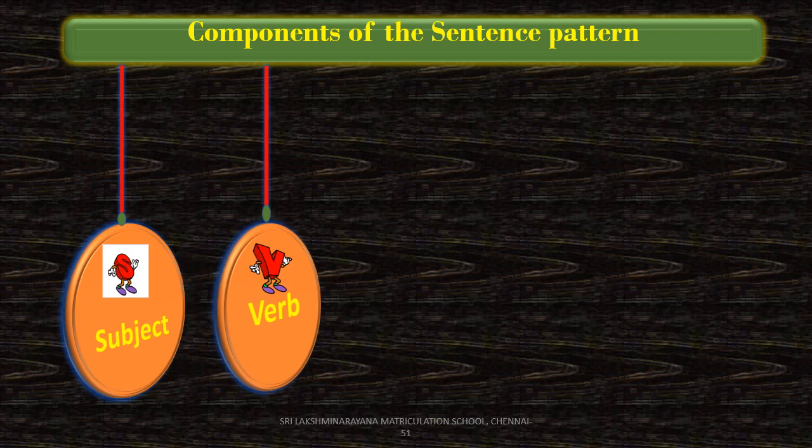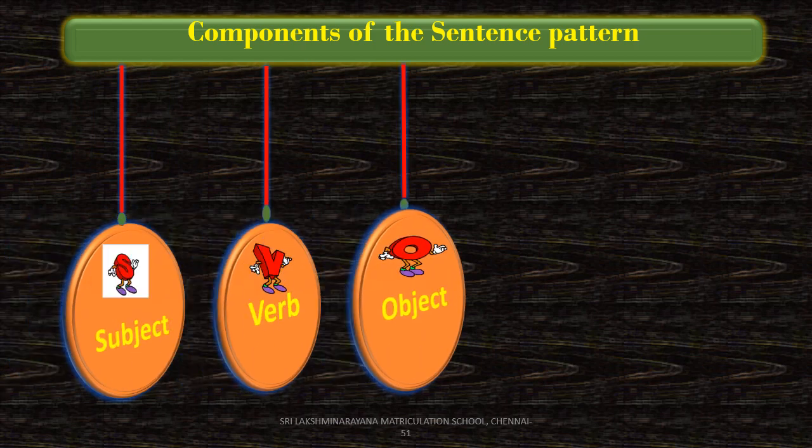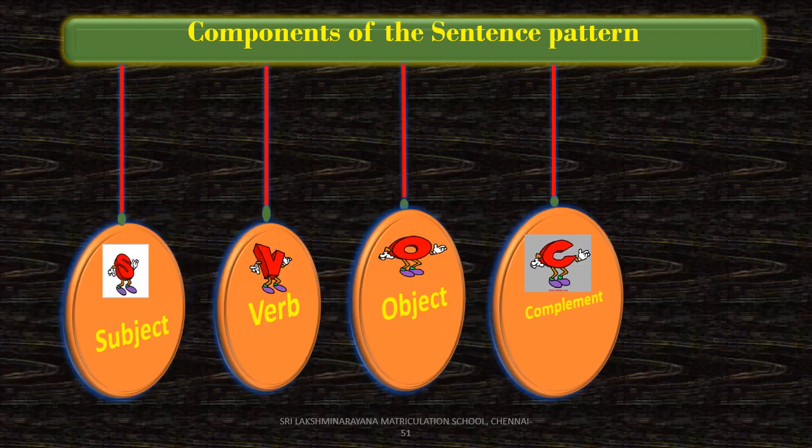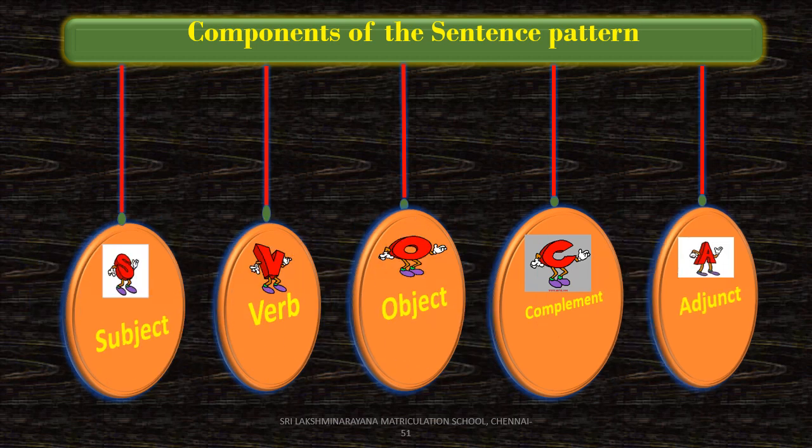Components of the sentence pattern. A sentence in English may have 5 parts, and they are subject, verb, object, complement, and adjunct. So, shall we learn these components one by one now?